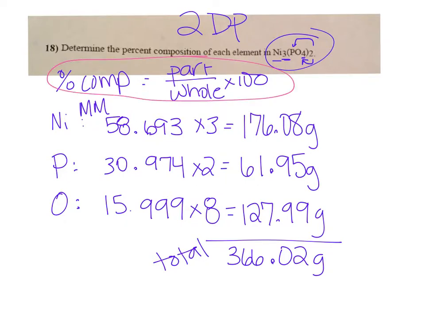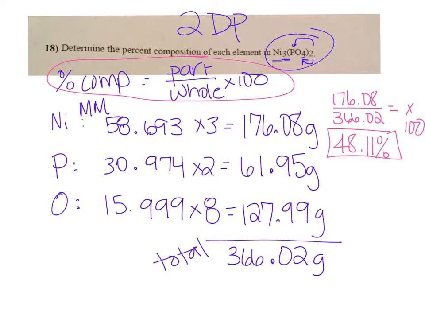Okay, so now what we're going to do is this little part up here, right? So we're going to say 176.08. We're going to divide it by our total, which is 366.02. We're going to push equals, and then we're going to multiply by 100. Okay? So you should be getting, for nickel, 48.11%. Okay? I'm going to go ahead and let you do the rest of these. I don't think they're too bad. If you're having trouble, just let me know. But a good way to check yourself is make sure they come out to be about 100%.